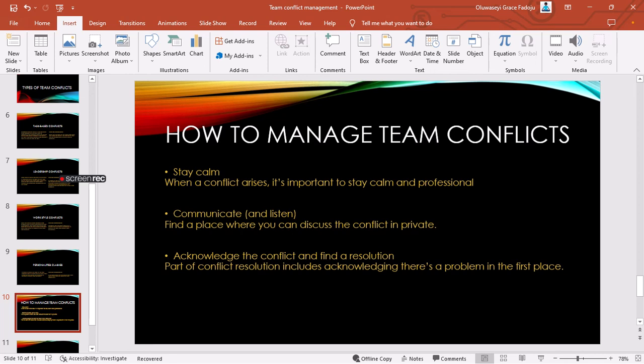Don't talk at the same time. Don't argue. Don't give the other person reasons to retaliate in a bad way. Just stay calm and communicate. Okay, all right, I've heard you, this is it. This kind of management will help you resolve things more easily than shouting and fighting. You acknowledge the conflict and find a resolution.